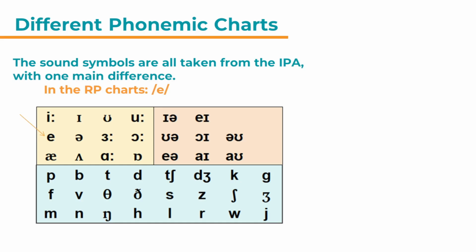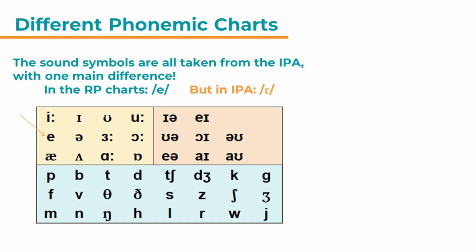So in British English charts that are used to teach RP, received pronunciation, that's standard British English, we will use this sound symbol to show the sound e. And here's an example for a word. For example, in the word every, the very first sound starts with an e.